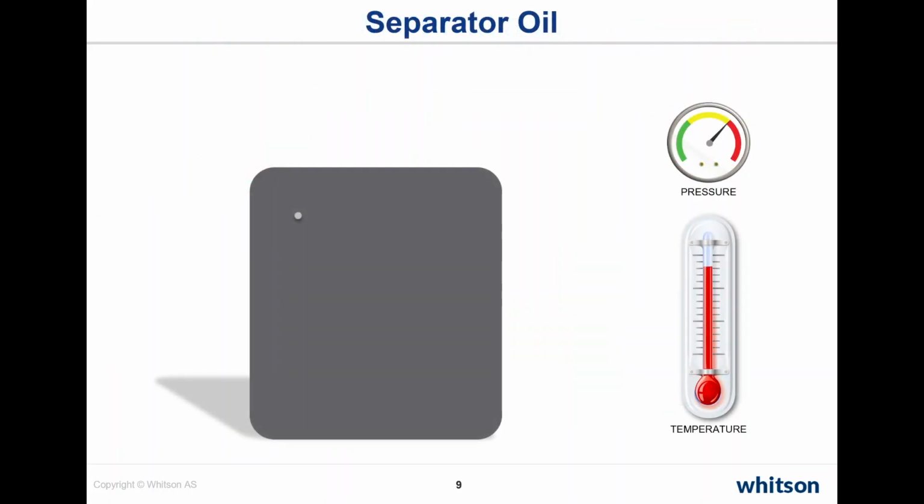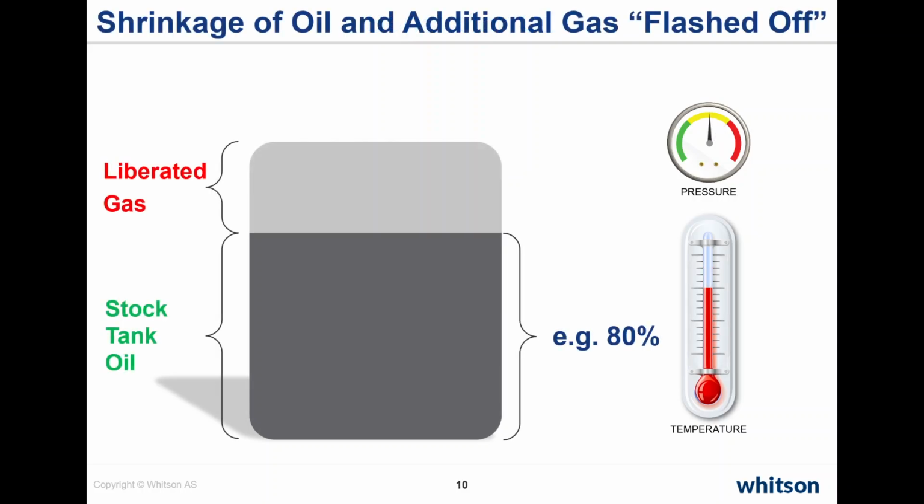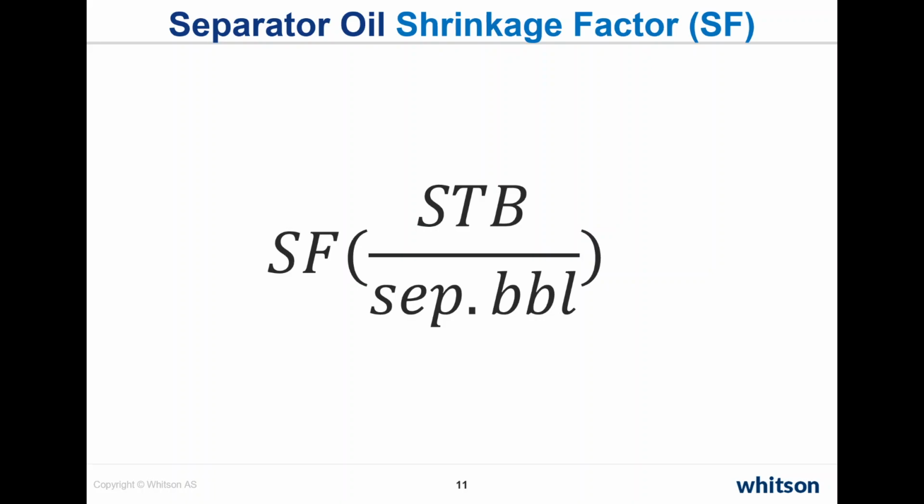And if you look at the separator oil at separated conditions, it's single phase, it's actually at its saturation pressure, and then as you go to a lower pressure, gas is liberated, and you're left with a smaller volume of oil, and that's called the shrunk oil or the stock tank oil in this case. And there is some additional liberated gas that sometimes is sold, or sometimes it's flared, or even vented. The definition of separator oil shrinkage, that's just stock tank barrels over separator barrels, typically a number between 0.6 and 1.